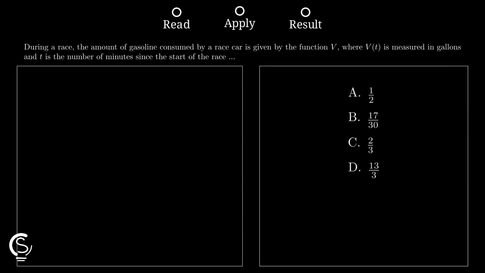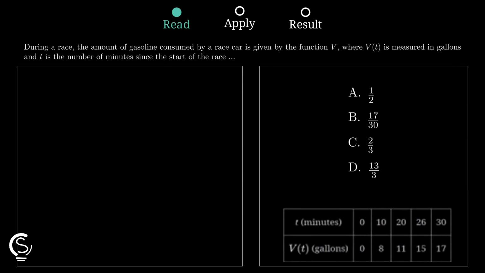Since the question asks for the instantaneous rate at t equals 23, we approximate it using the average rate of change on the smallest interval containing 23, which is 20 to 26. Now compute that average rate the usual way, change in gasoline consumed divided by change in time. So take V of 26 minus V of 20, then divide by 26 minus 20.